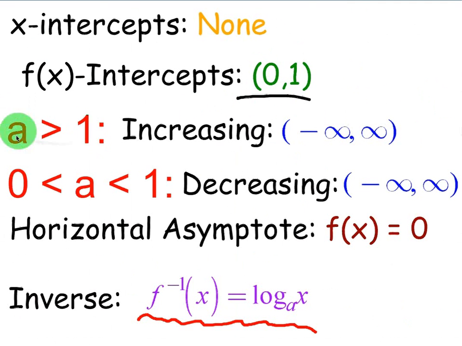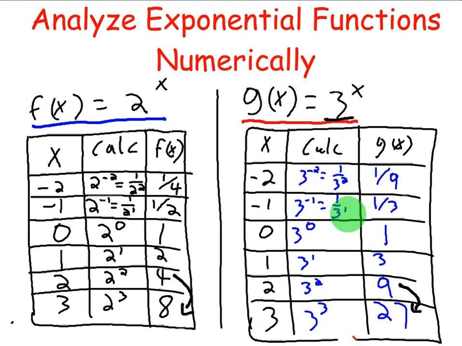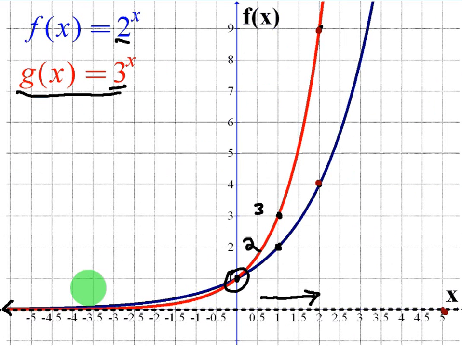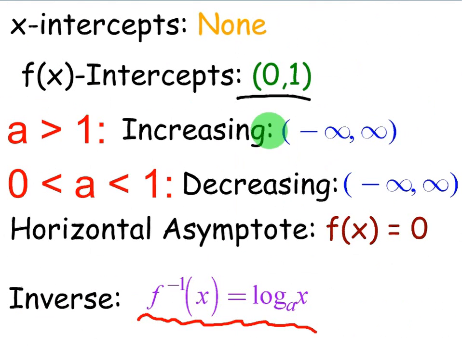Okay, so if a is a number bigger than 1, so if the base is bigger than 1, so in these examples 2 and 3 are bigger than 1, it will always increase. Okay? You can see that on these graphs. They're always going up.